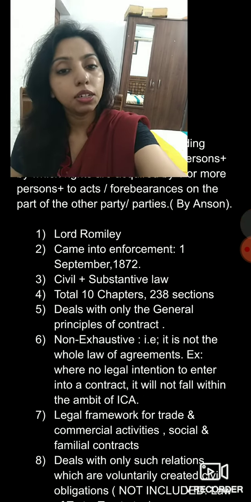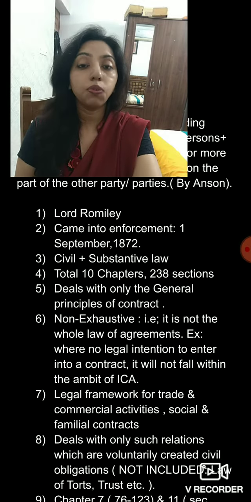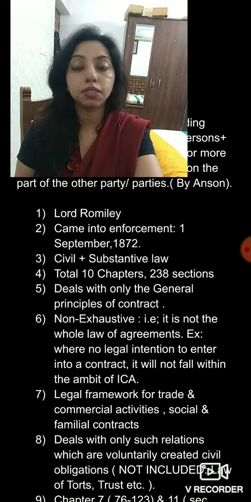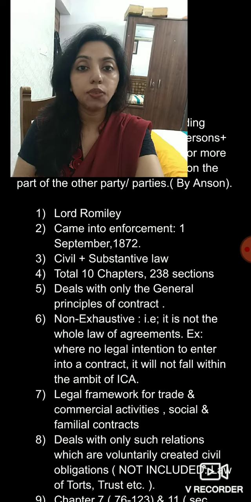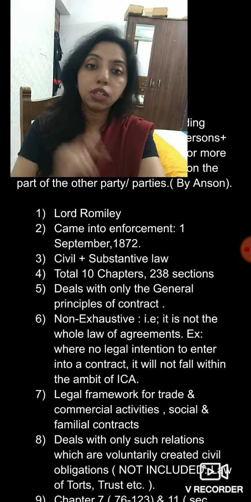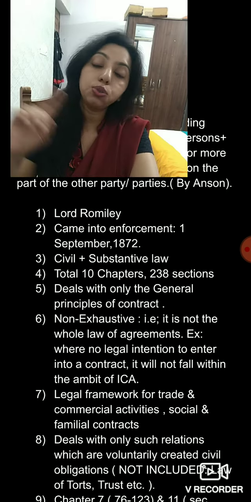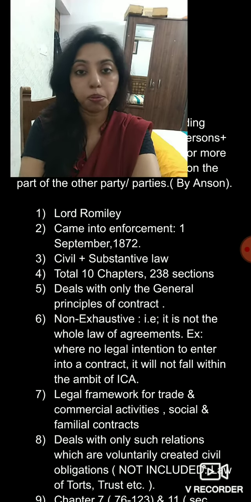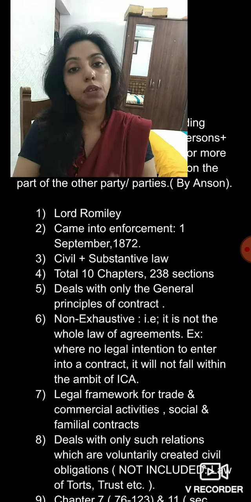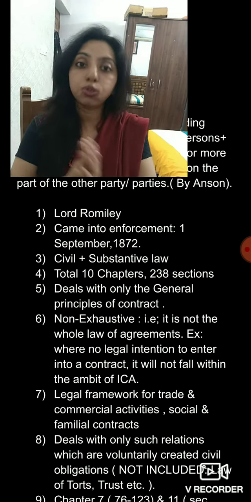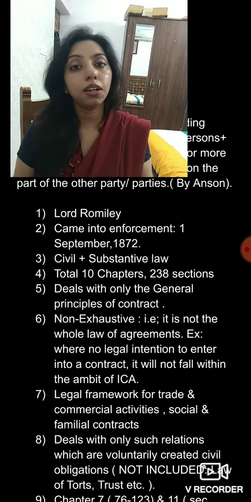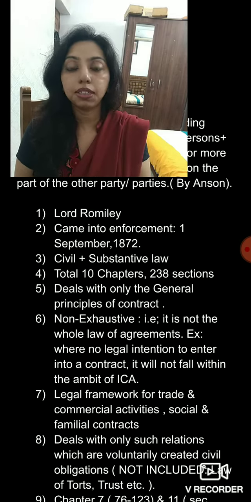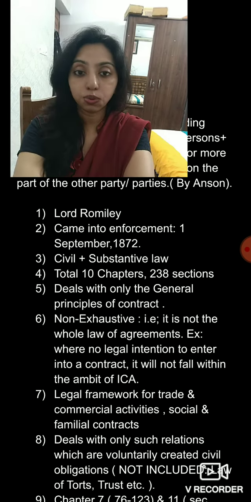So, the Indian Contract Act is something which deals with only the general principles of contract. General principles means it is not dealing with the specific principles. If you have to deal with the immovable property, then you will go into the Transfer of Property Act. Suppose you have to sell a property, or you have to mortgage a property or whatever. So you will be dealing with the Transfer of Property Act, which is also dealing with the contractual obligations. But that has to be in conformity with the Indian Contract Act 1872.